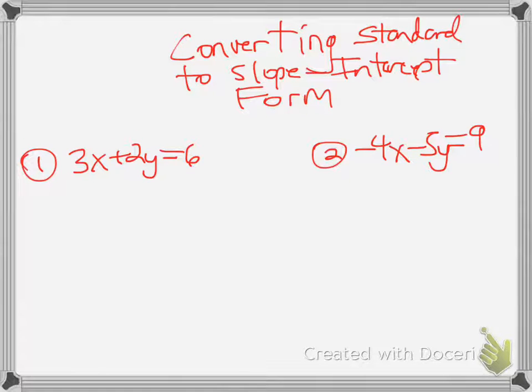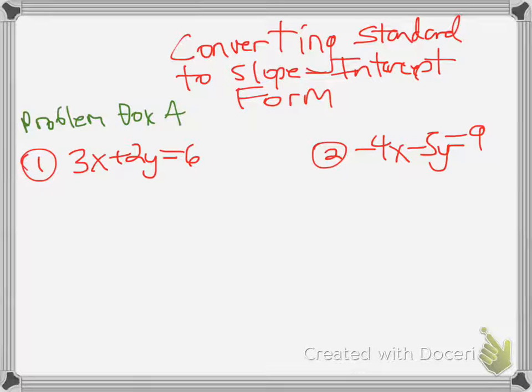This workshop is going to be converting standard form to slope-intercept form. We're going to do this in the context of two examples, and this is going to be for problem box A. So I'm going to go ahead and put that there, problem box A, or task box A.